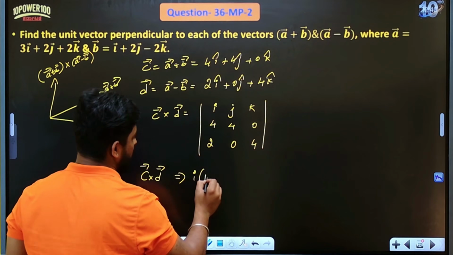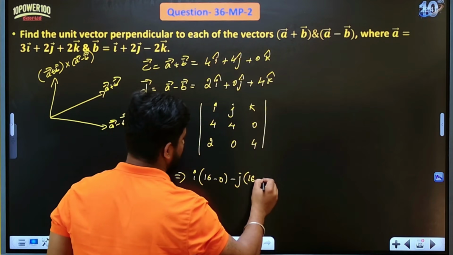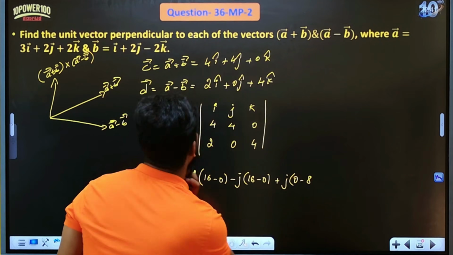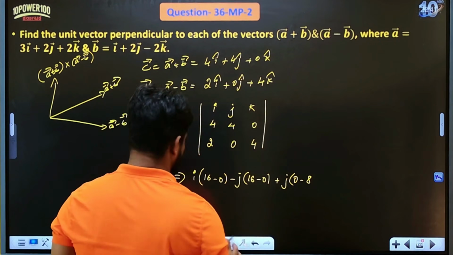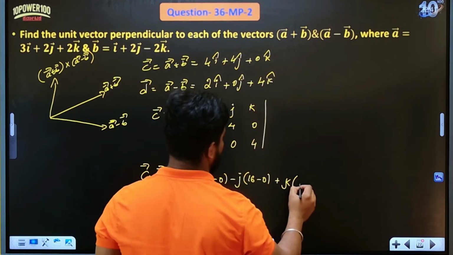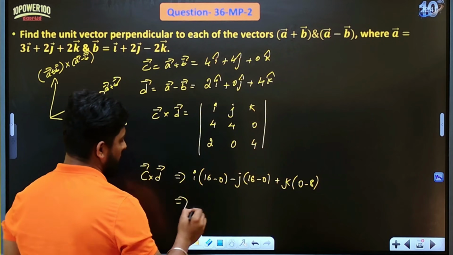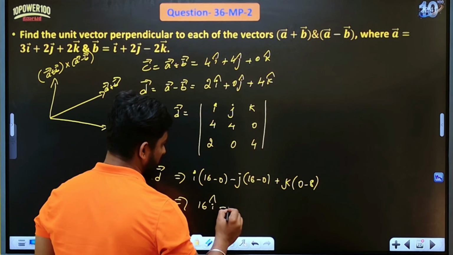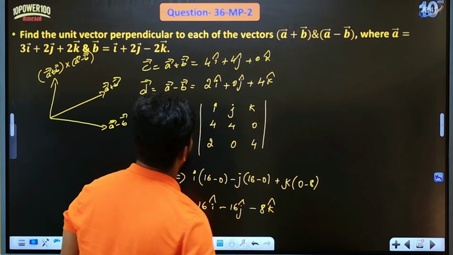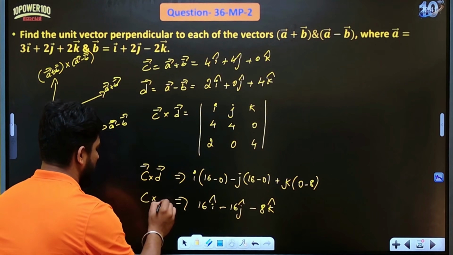I of 16 minus 0, minus j of 16 minus 0, plus j of 0 minus 8. So minus k plus k of 0 minus 8. Yeah, so this becomes 16 I cap minus 16 j cap minus 8 k cap. Is that right? Yeah. So this is the C cross D vector.